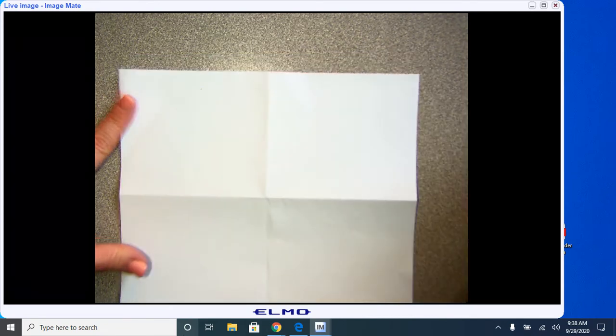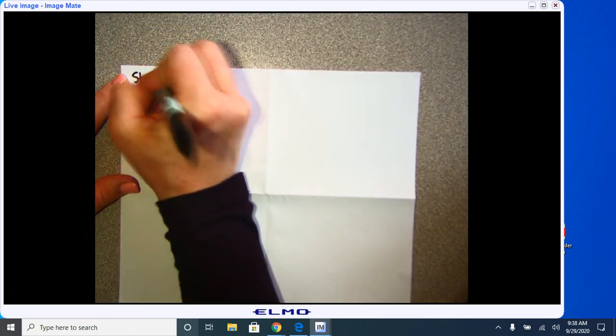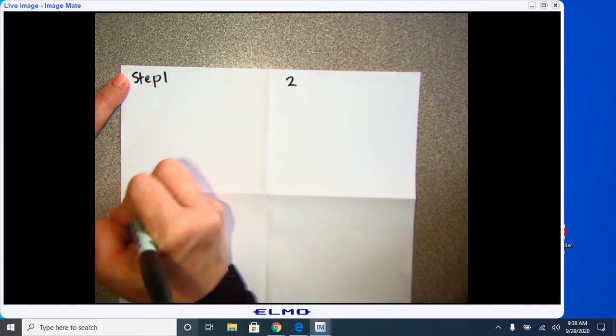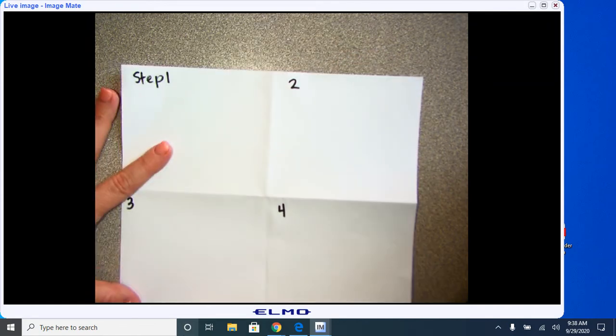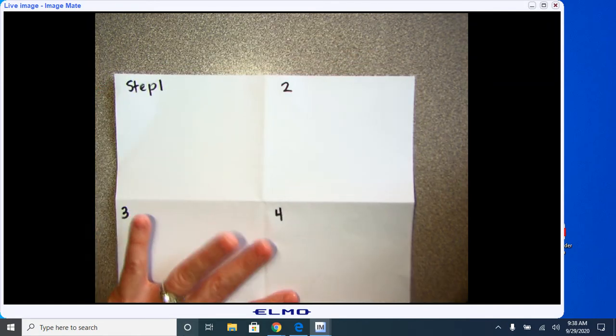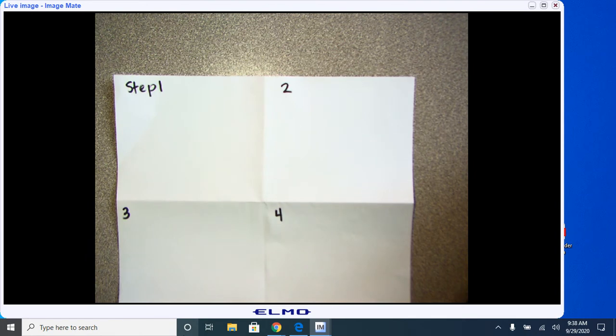But the way I'm choosing to do it today is I've got my paper and I've broken my paper into 6 squares. And I'm going to do step 1, 2, 3, 4, 5, and 6. All right, what I like to do is start with the first step and the last step and then fill in the most important things in the middle.